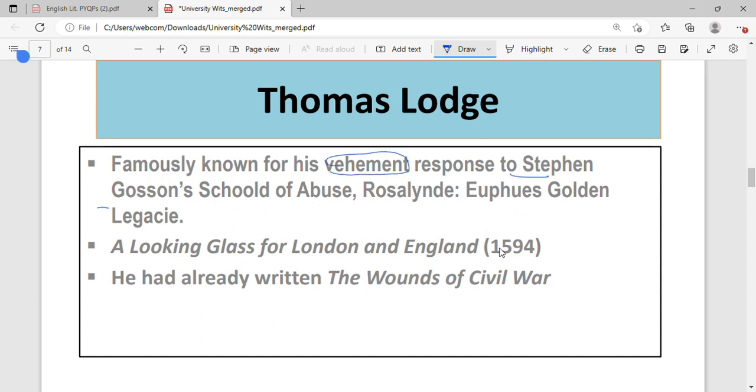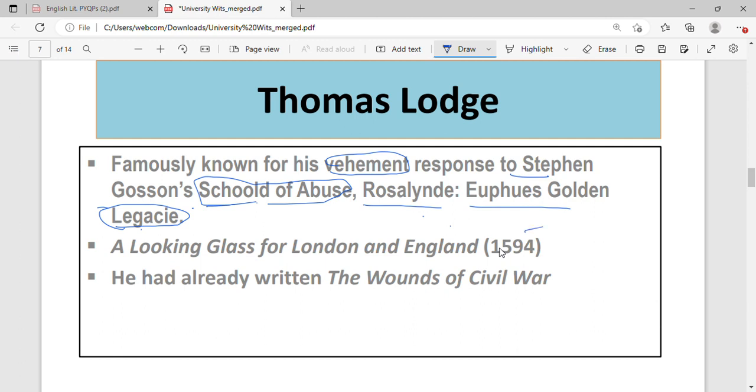Then we have Thomas Lodge, least important, famously known for his very aggressive, vehement response to Stephen Gosson's School of Abuse. To this same pamphlet, Philip Sidney has also replied through his Defense of Poesy. Another work is Rosalynde, Euphues' Golden Legacy. This is how your spellings were earlier. Okay, so the second work of Thomas Lodge is this.